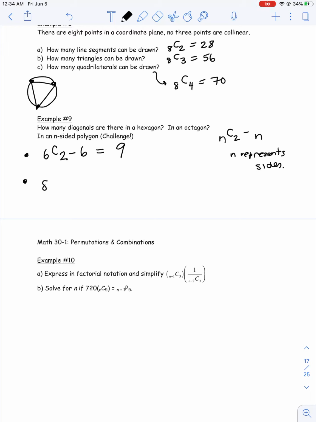For an octagon, we have 8 sides, so we're going 8 choose 2 minus how many sides we have, and that's going to give us 20. So this is the formula that we use if we're trying to find out how many diagonals can be created.